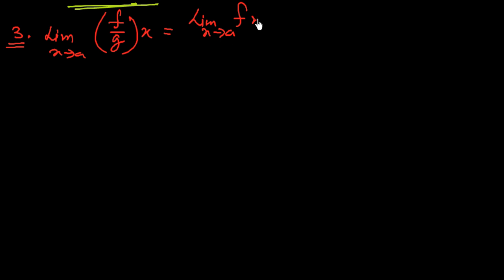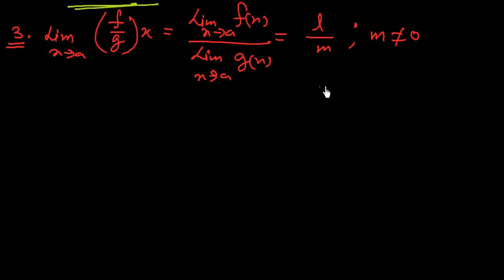Now we see the third one for this, which is limit. We have to verify limit x tends to a for f over g of x is equal to limit x tends to a for f of x over limit x tends to a for g of x. It means L over M, where the condition is M is not equal to 0. So it is always the condition in the division. So first of all, we have to find out the function f over g of x.